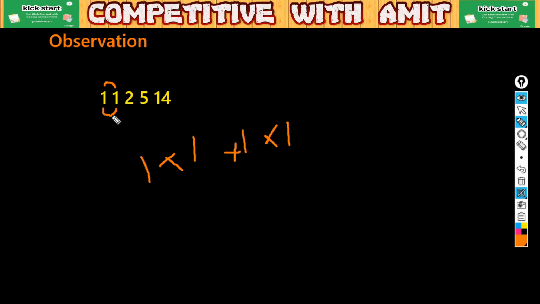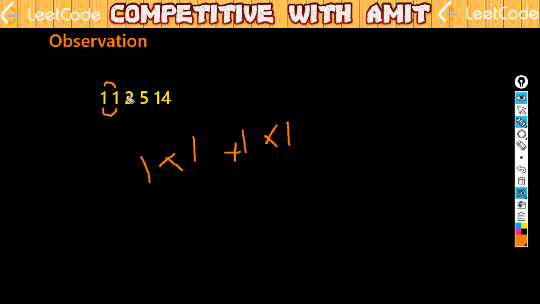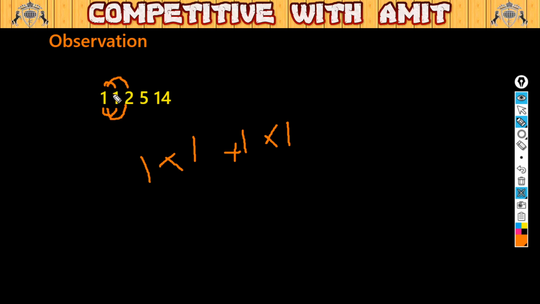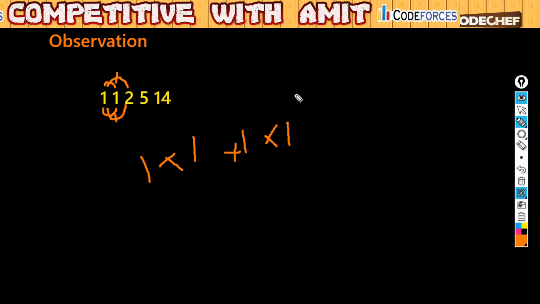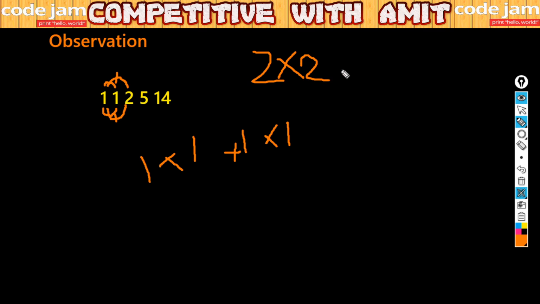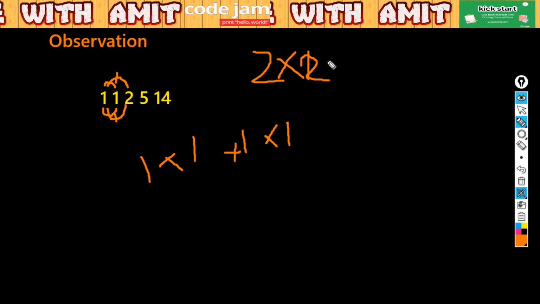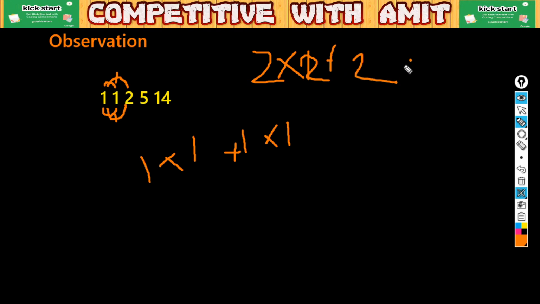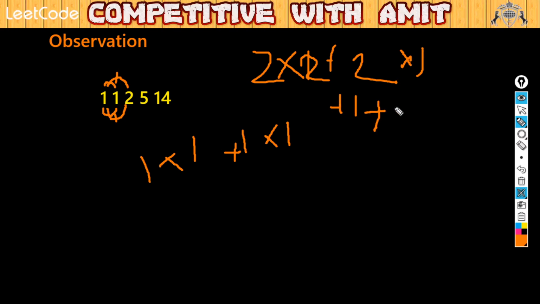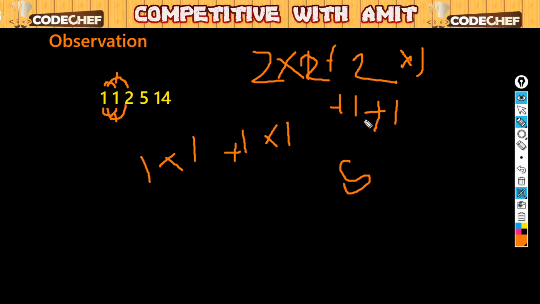Now similarly, if I want to find out for n equals 3, I will multiply this by this, and this by itself. So it will be 2 into 1 plus 2 into 1 plus 1 into 1. So what will it be? 5, because 2 plus 2 is 4, plus 1 is 5.